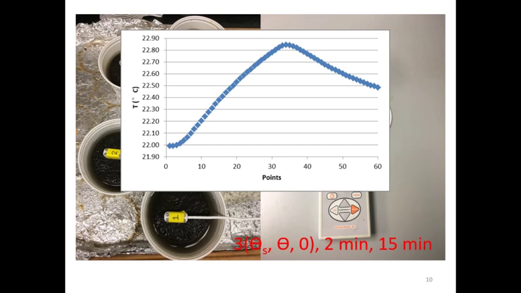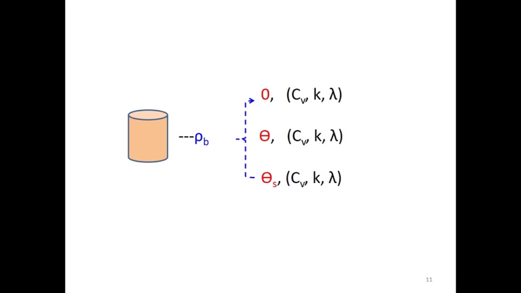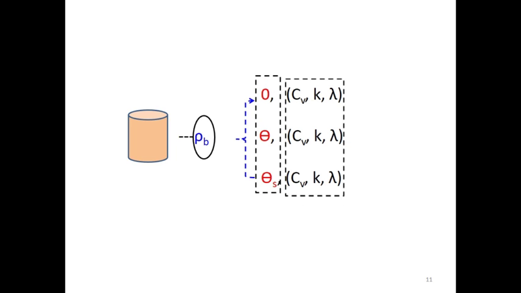For each soil core, it was measured three times at the saturated, unsaturated, and oven dry water conditions respectively, and each measurement lasted for 2 minutes, and 15 minutes of sensor soil equilibration time was used between each measurement. So for each soil core, we have one bulk density, three water contents, and three thermal properties corresponding to each water content.